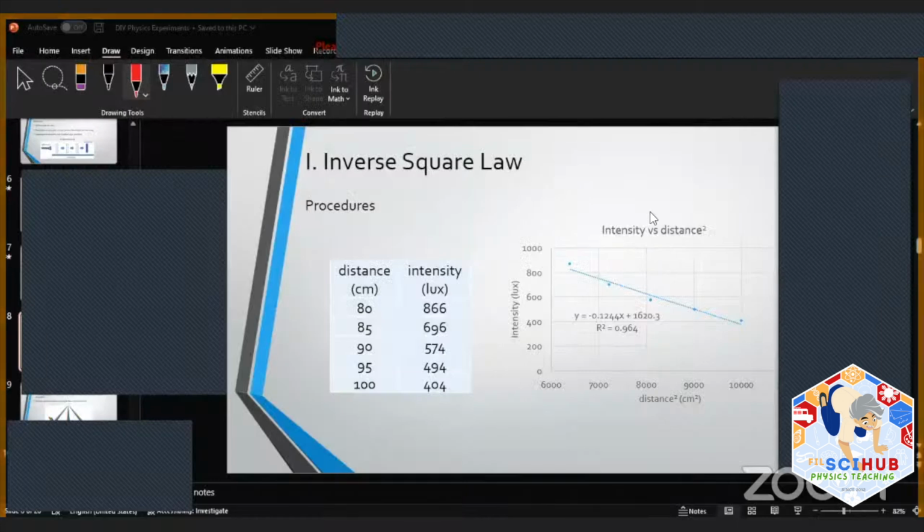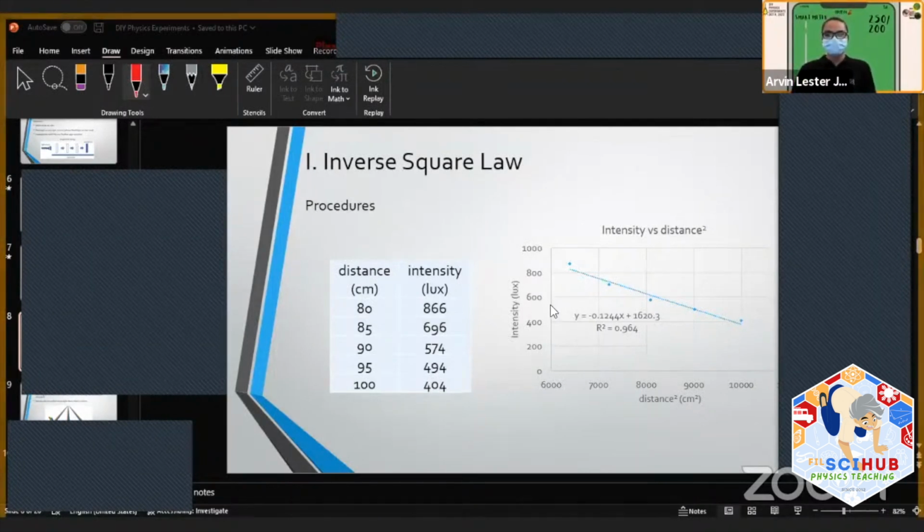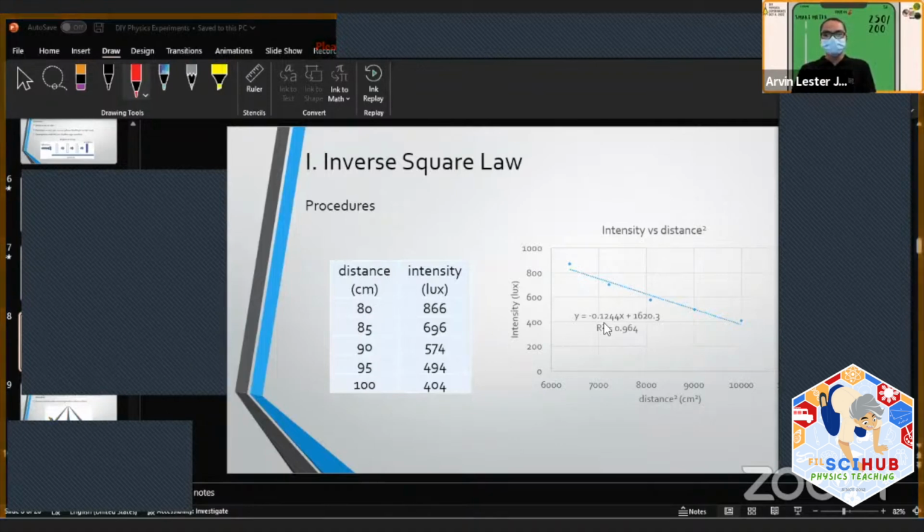Thank you, Arvin. Yes po. Thank you for your suggestion, sir. So for this demonstration, we just want to see, if you're doing the experiment, for example, the students, the teachers, they will demonstrate the inverse square law. The actual objective is just to see that as you increase the distance, the intensity will decrease.